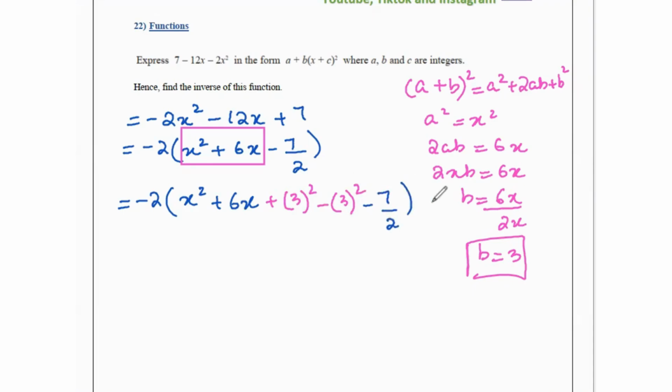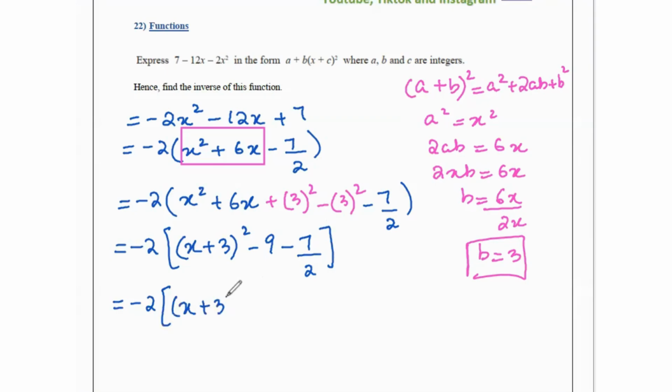-7 over 2 comes as it is. The reason why we wrote minus 3 squared as well is because when you're adding something new into the equation, you're supposed to subtract it as well. We're adding 3 squared, so we subtract 3 squared as well. So that's -2 bracket x plus 3 whole square. That's the complete square. Then -9 minus 7 over 2.